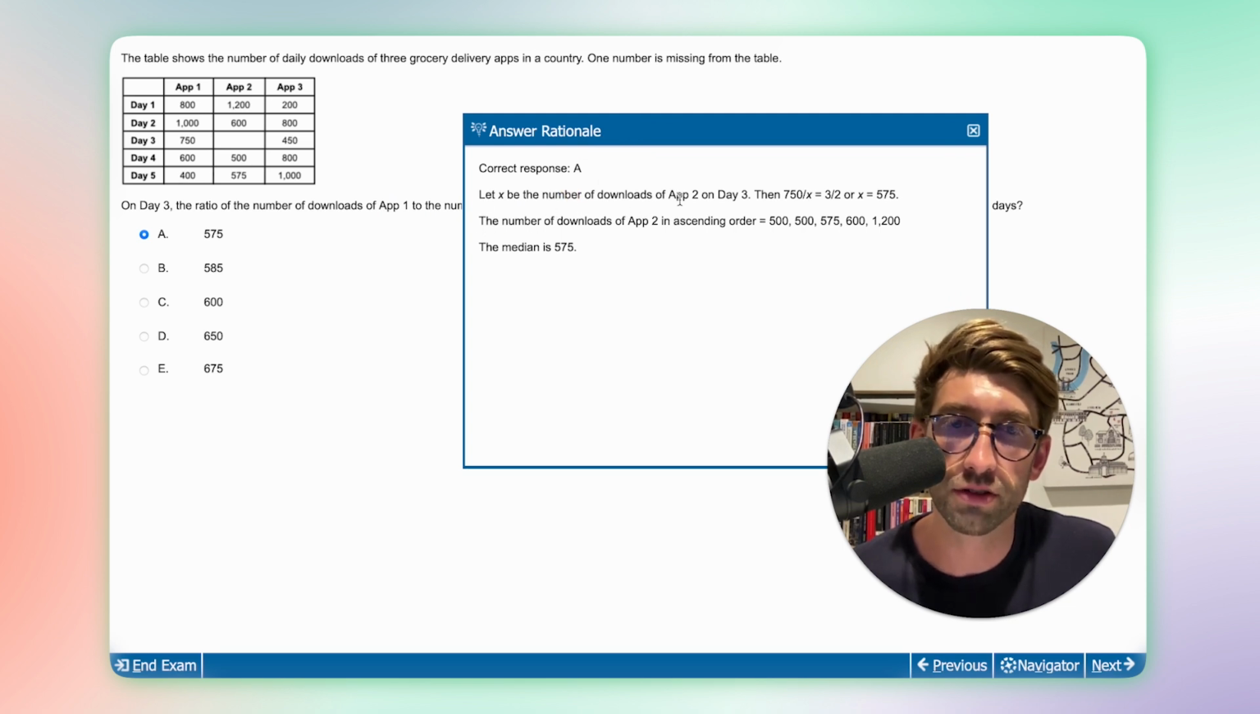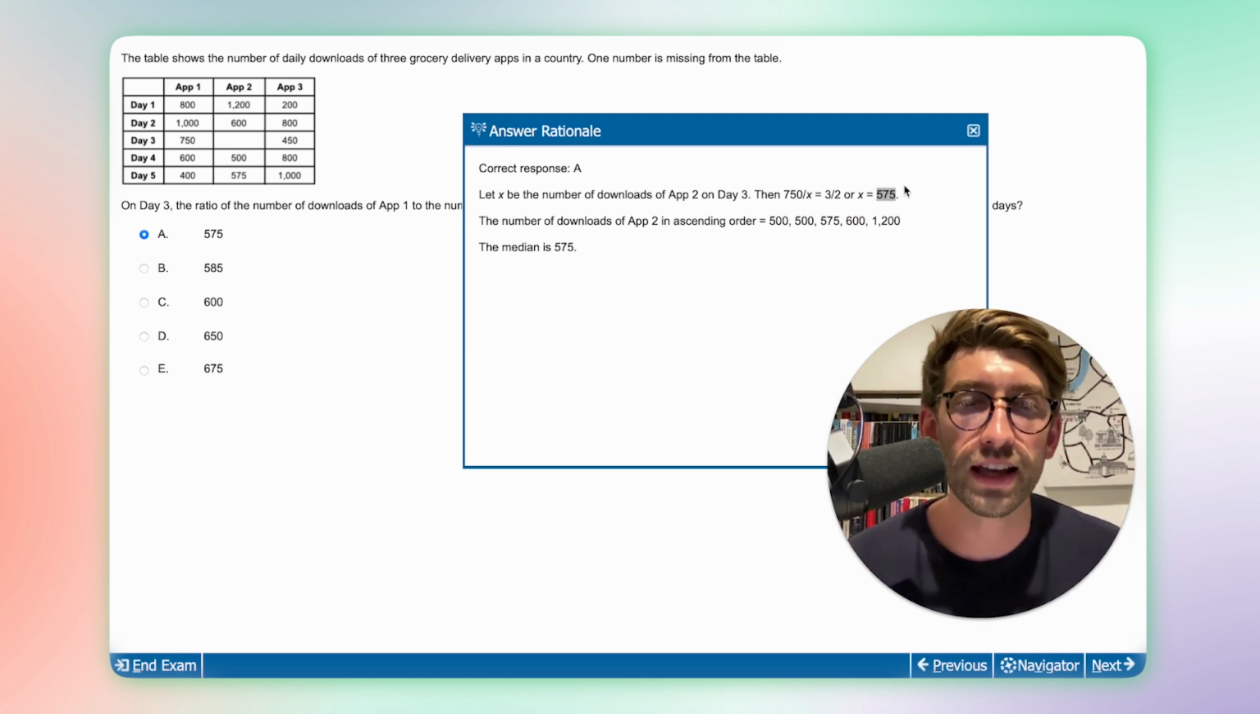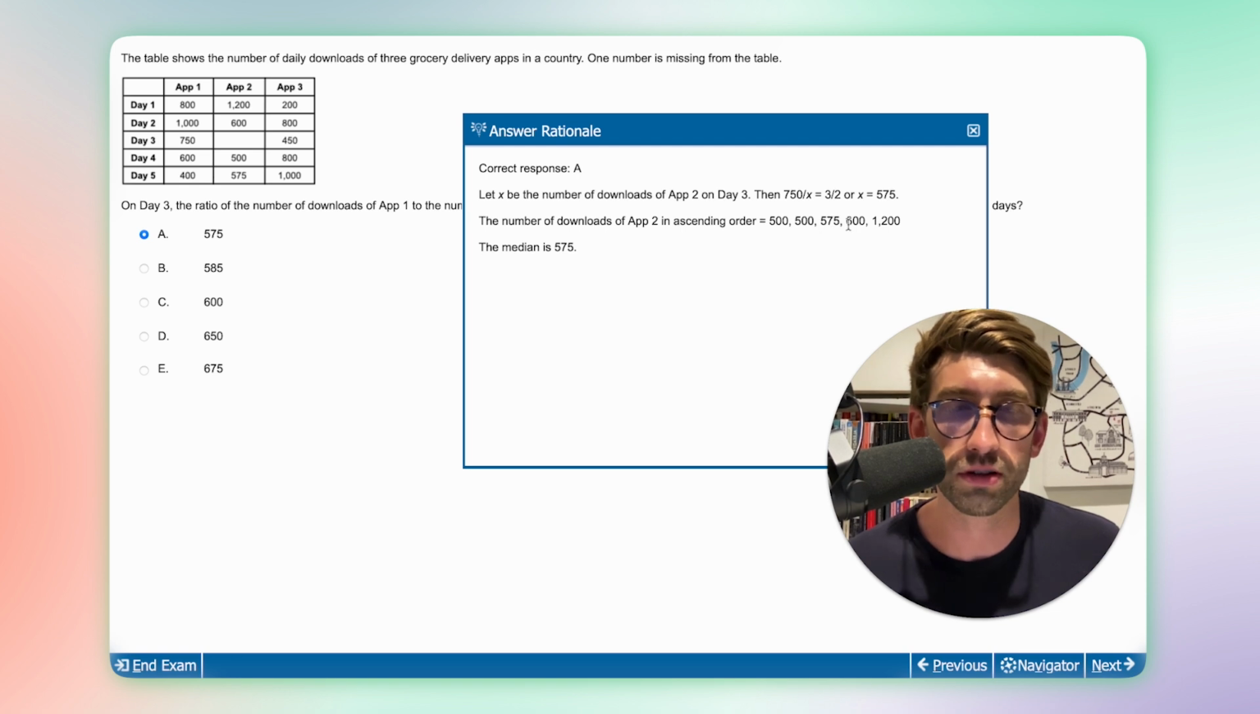Let X be the number of downloads on app 2 on day 3. Then 700 divided by X, or X equals, wait a minute, that's not right. This is right, but this should be 500. They've made a mistake here. Naughty UCAT. That should be 500, but it doesn't change the answer. This is the 500 that they're slotting in here, which gives you the total number of downloads. It's 500, 500, 575, which is the median. And there you go. That is the answer.